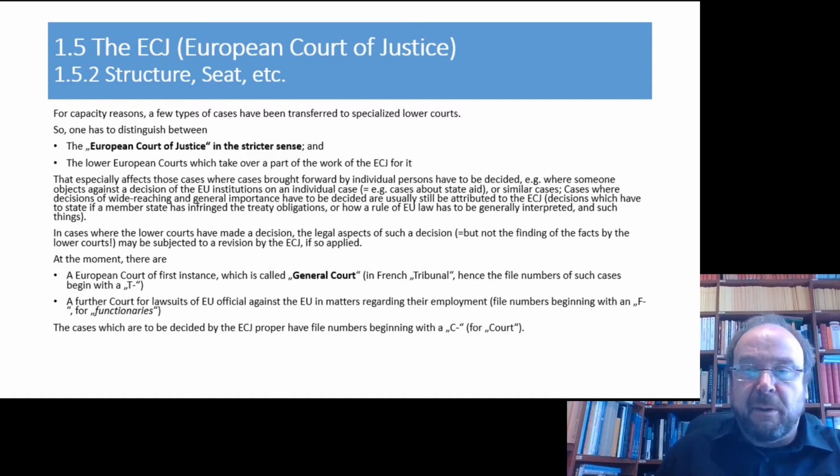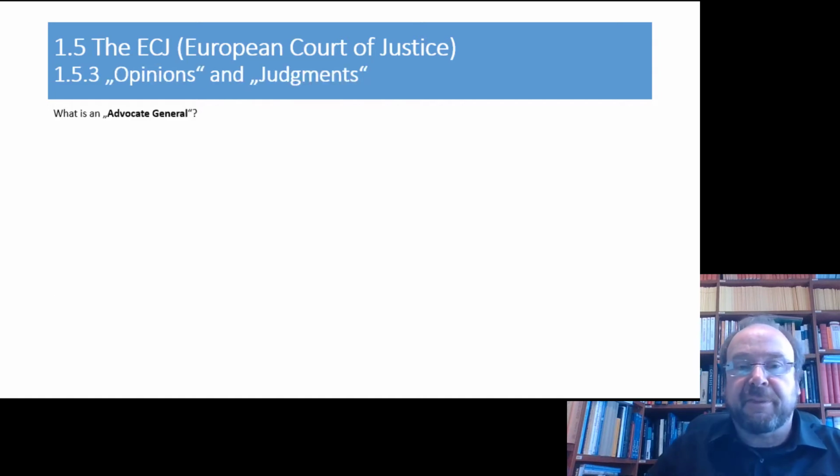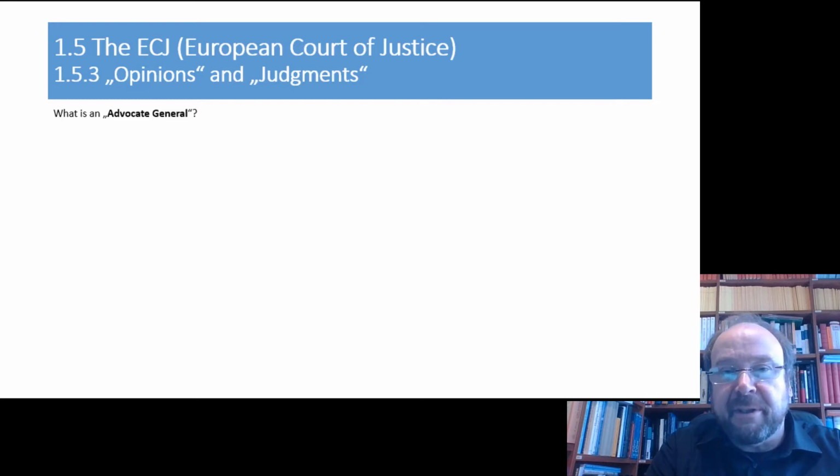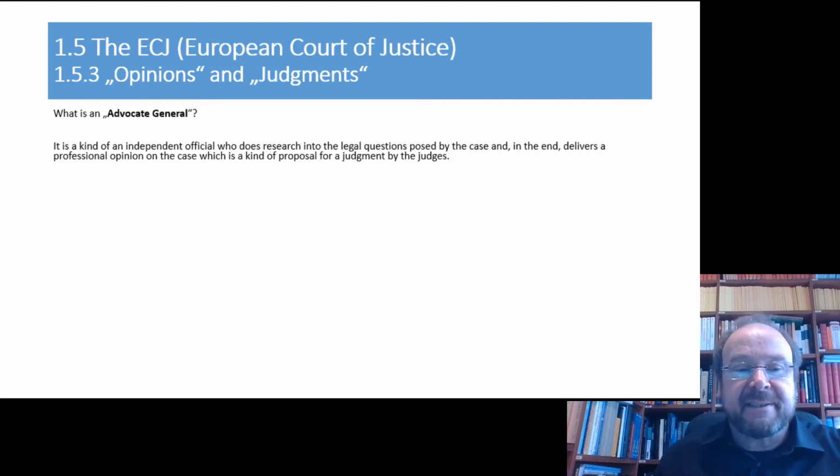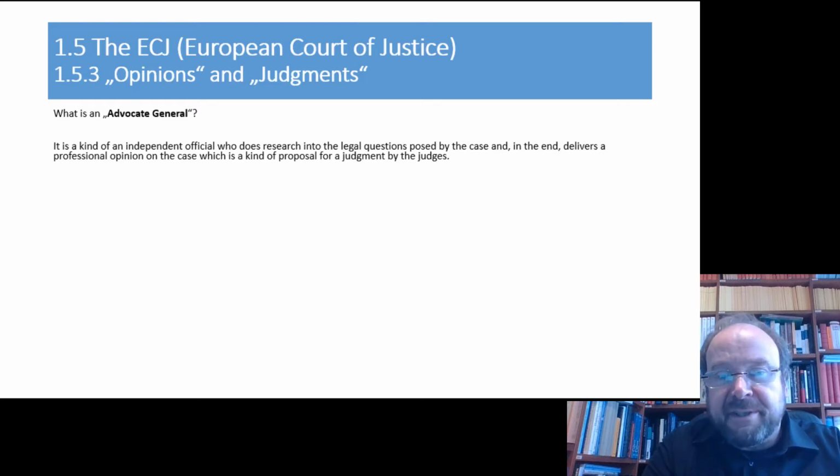Well, now what you also will come across is that there are strange people in the surroundings of the ECJ, but they are not really strange, only their name is a bit strange. What I want to ask you is the question, what is an advocate general? And the answer is, well, it's kind of an independent expert or official employed by the EU who does research into the matter, the legal questions especially, and in the end delivers a professional opinion on the case to the court, which is a kind of proposal how the judges might do their judgment.